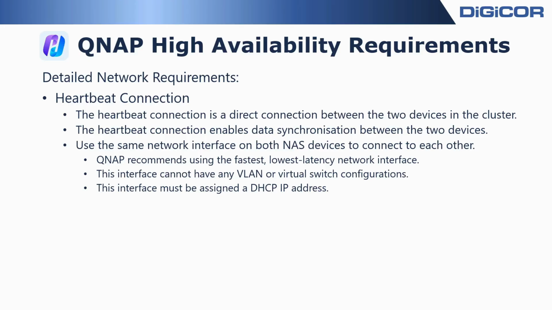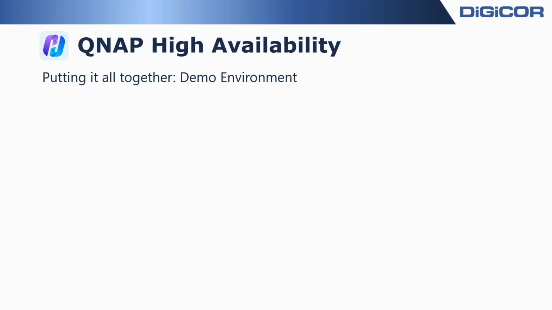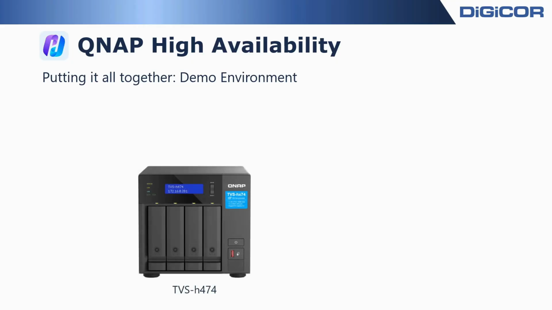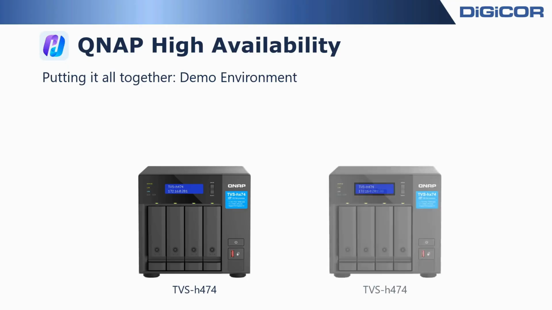So with all this, let's put it all together. In our demo environment, which we'll be looking at shortly, it consists of two NAS devices. Our first one is a TVS-h474, and because they need to be identical models, we have a second one, TVS-h474. Both of these are a 4-bay NAS that meets the minimum requirements, and of course, there are a number of models that are compatible and support QNAP's high availability.